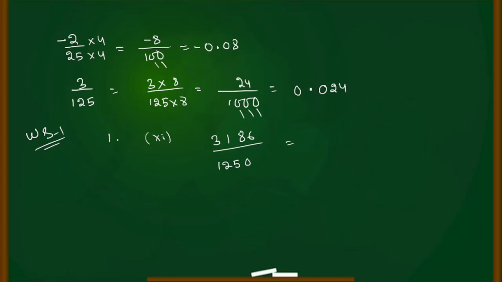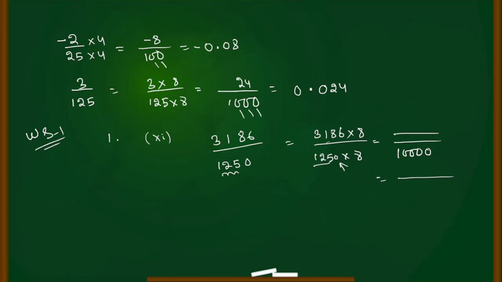So we already know 125's pair is 8. If you multiply by 8, it will be 1000. Same funda will apply, that is 3186 into 8 over 1250 into 8. Now the denominator is 1000, but a 0 will be added, that is 10,000. Okay, because 125 times 8 equals 1000, then there is an extra 0, that's why we write the 0. Okay, now multiply with 8, write it down, then write in decimal. Okay, try worksheet 1, then you can solve all the questions.